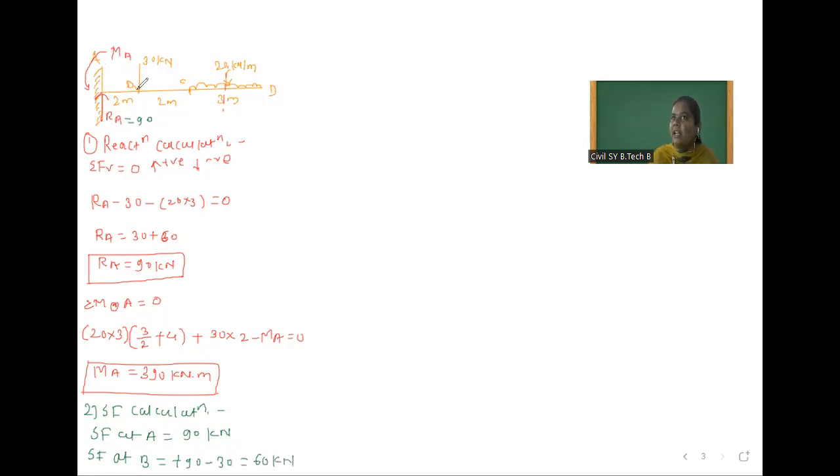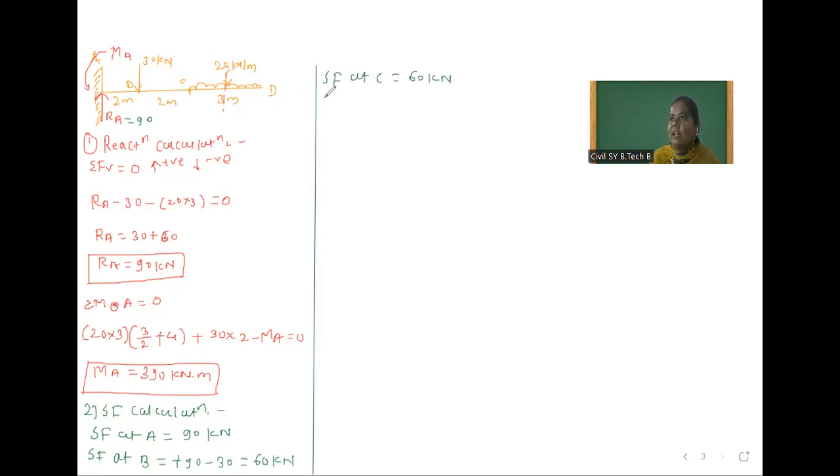Okay. After that, you observe here in between B to C, there is no force. So this shear force is constant up to C point. We will write here. And at C point, again, there is no force. So shear force at C is same, which is equal to 60 kilonewton.